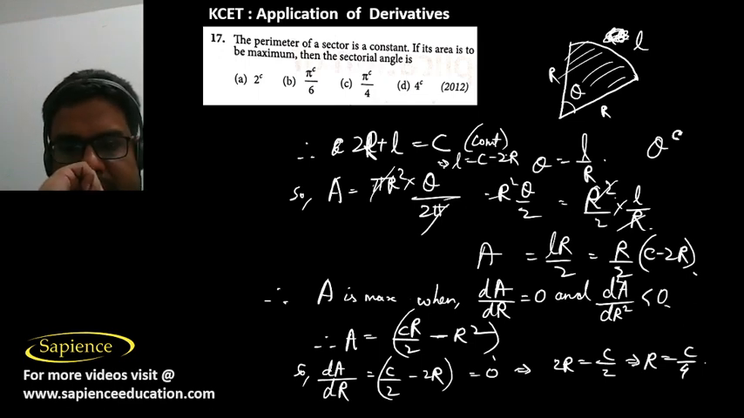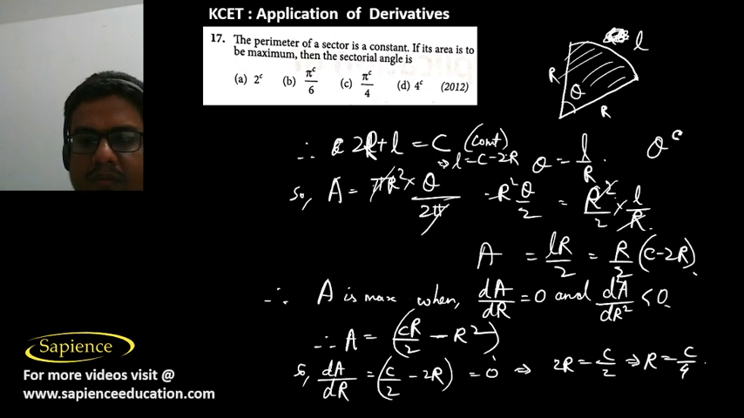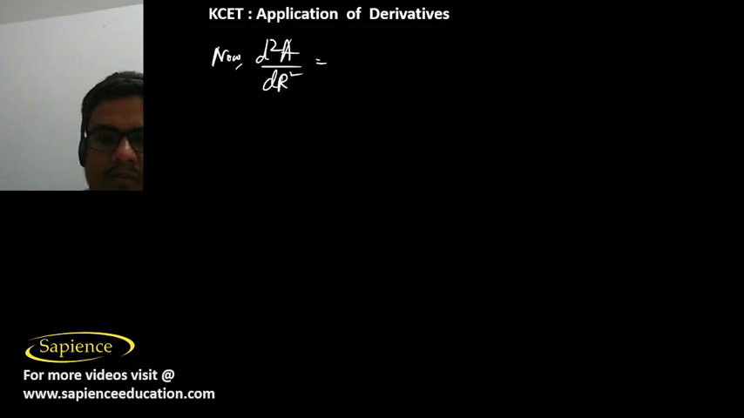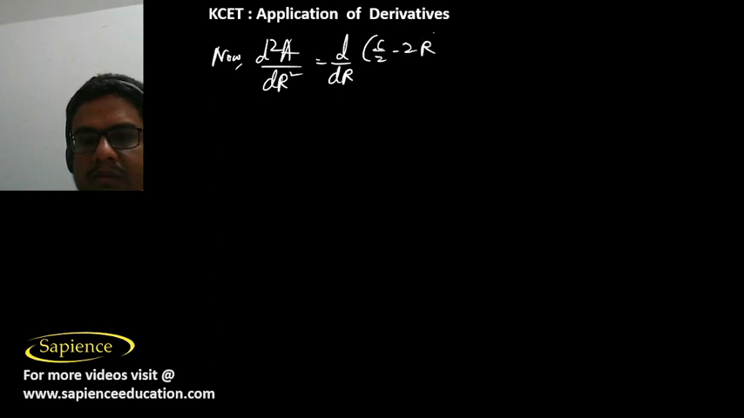R should be equal to C by 4. So d square A by dr square will be equal to d by dr of (C by 2 minus 2r), that is equal to minus 2, which is less than 0.